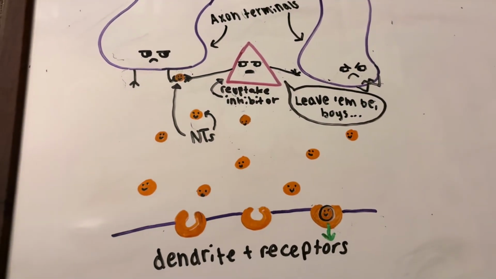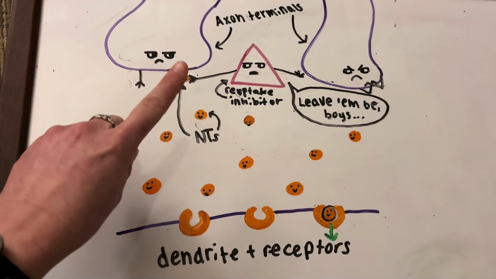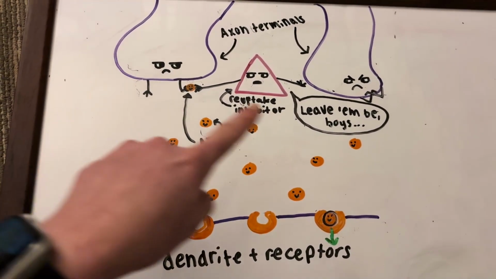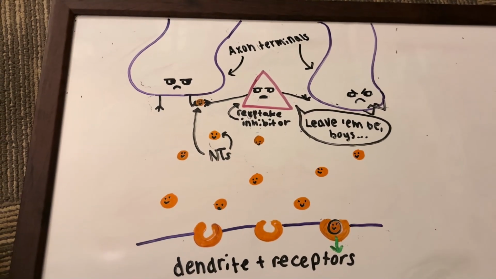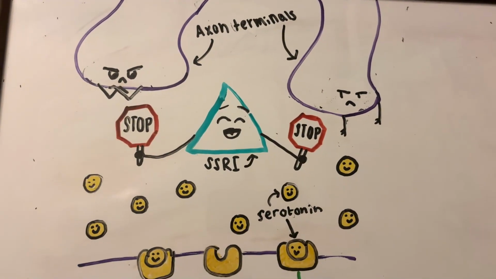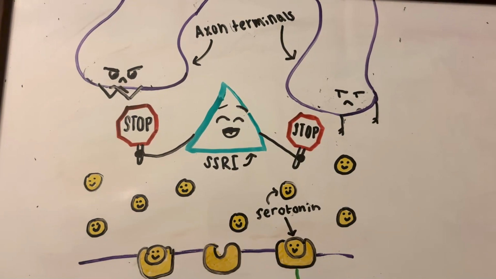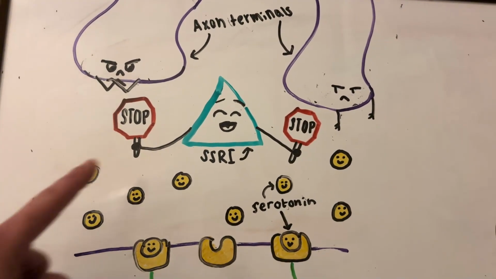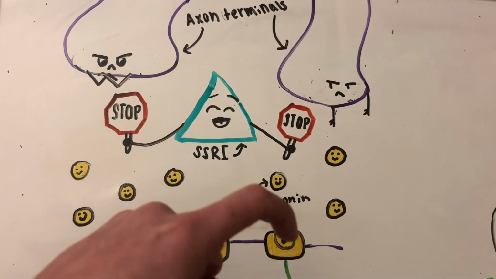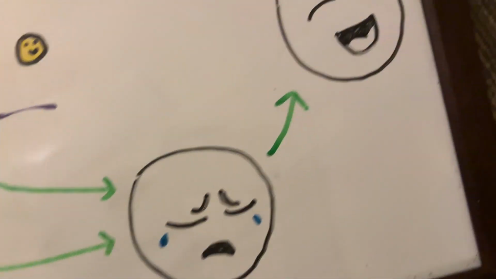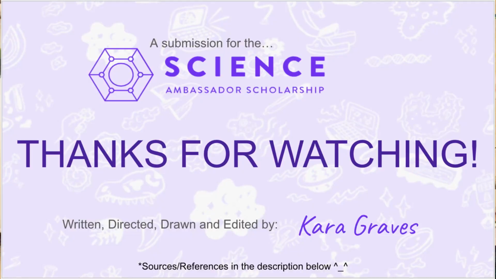Last, we have reuptake inhibitors. These prevent or delay the reuptake of neurotransmitters into the axon terminals, allowing the neurotransmitters to stay in the synapse for longer to continue to interact with receptors and send signals. An example of these are selective serotonin reuptake inhibitors, or SSRIs, like Prozac and Lexapro, which are common antidepressants. With more serotonin being allowed to stay in the synapse for longer, there can be increased interaction with receptors and signals being sent to increase mood, which can help combat depressive symptoms. Don't be fooled. Sometimes drugs can be cool.